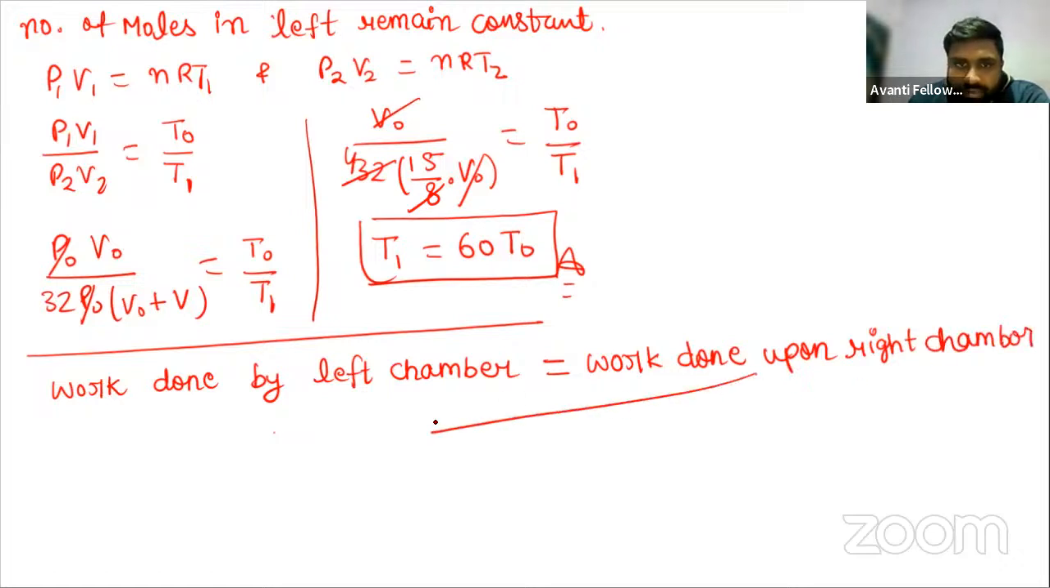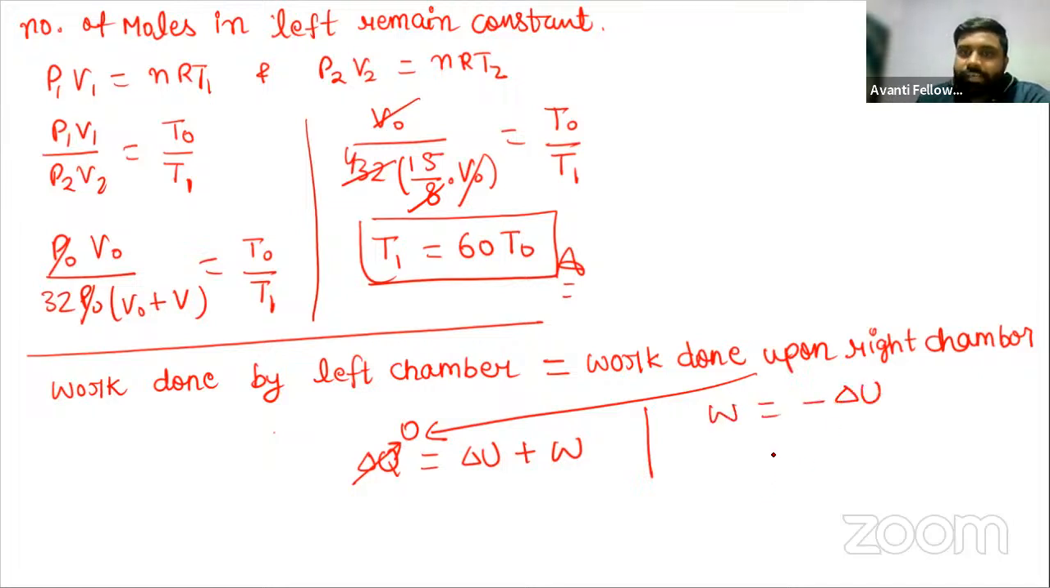If you focus on the work done upon the right chamber, it will be given by the thermodynamic first law, which is delta Q equals delta U plus W. So delta Q is 0 in the right chamber because no heat has been transferred. So we can say that work done here is minus of the change in internal energy. Now, change in internal energy is nothing but n Cv delta T. n here is the number of moles, which is equal to 1. So it is minus of Cv delta T.